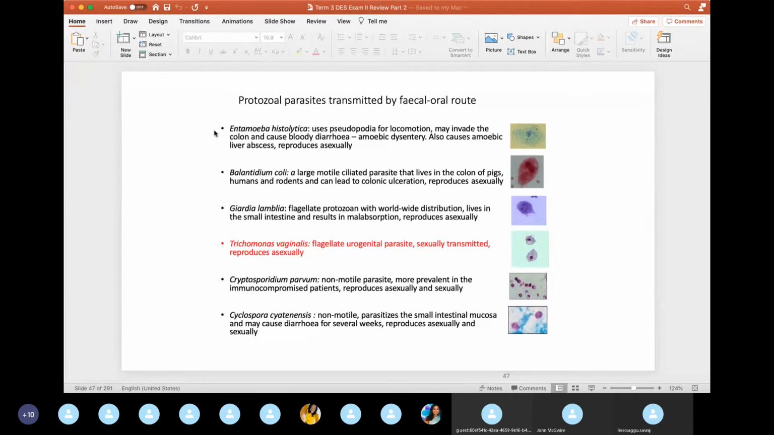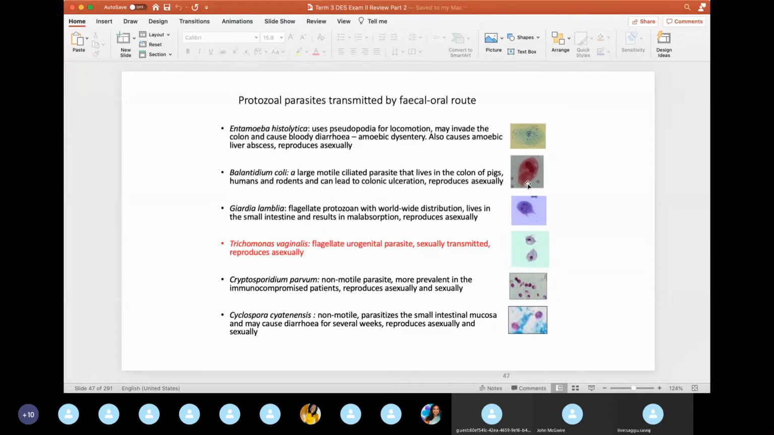Entamoeba histolytica. What does it use for locomotion? High yield: pseudopodia. Underline that one. It uses pseudopodia for locomotion. It invades the colon. What does it cause? High-yield bloody diarrhea. This is your amoebic dysentery. It also causes amoebic liver abscess, okay? And it reproduces asexually.